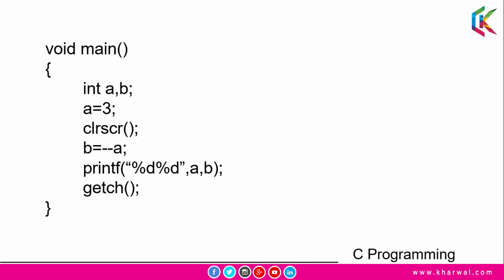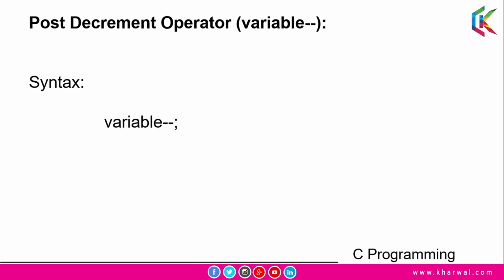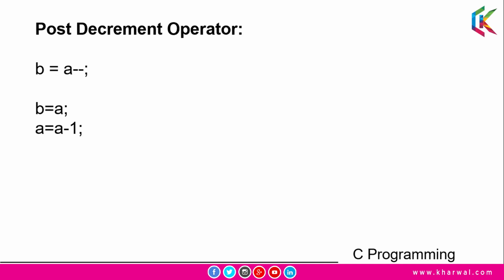Now moving further, if we use the double minus sign just after the variable, then it is an example of the post-decrement operator. In the post-decrement operator, it will first assign the value to some other variable and then it will decrease the value of the variable by 1. Let's discuss it in detail. So suppose we have a statement b = a--. First of all, it will assign the value of a to b, and after that it will decrease the value of a by 1.